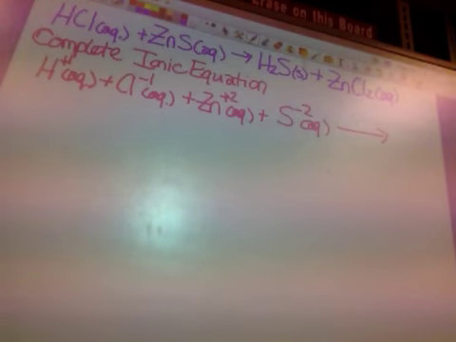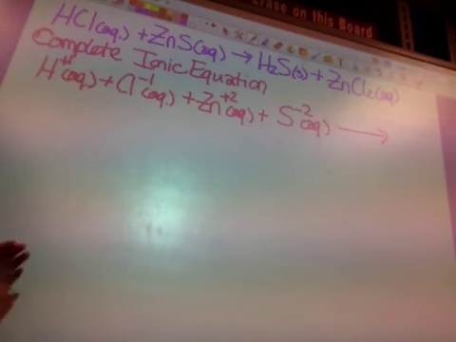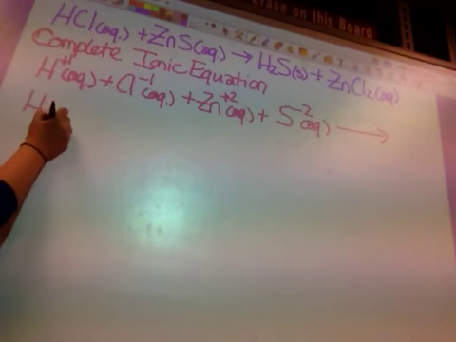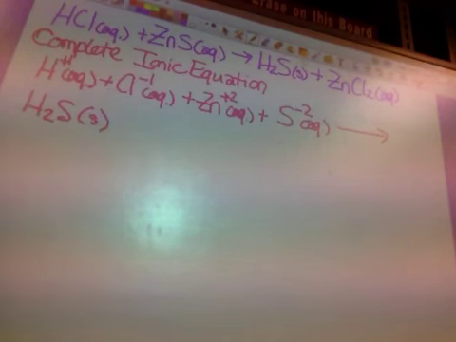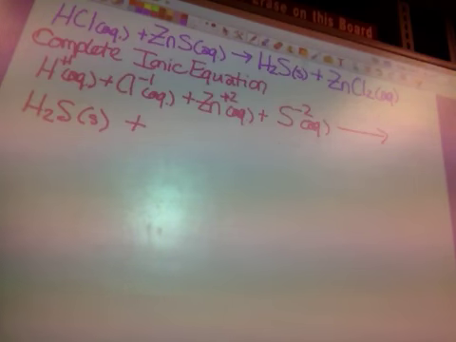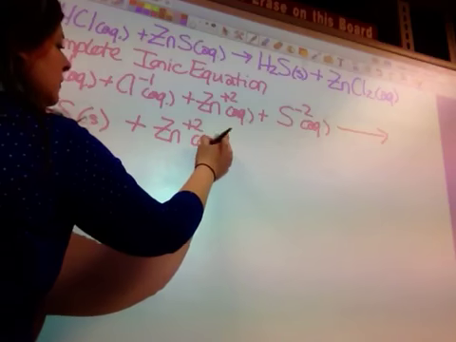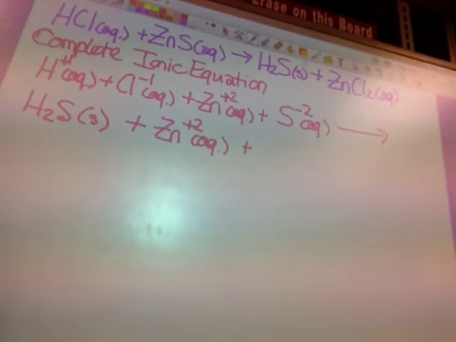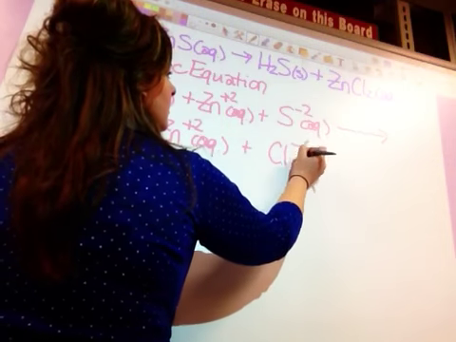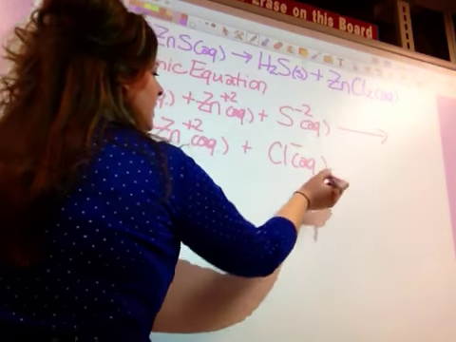Now we have to do the exact same thing for the products. So hydrogen sulfide is a solid. Can I break that one down? Should be saying no. So I'm just going to bring H2S in solid form down. I'm just going to leave it alone, need to keep it the same. But zinc 2 chloride is an aqueous solution, so I can break those down into ions. So it's going to be zinc with a +2 charge, aqueous, plus chlorine with a -1 charge, aqueous.